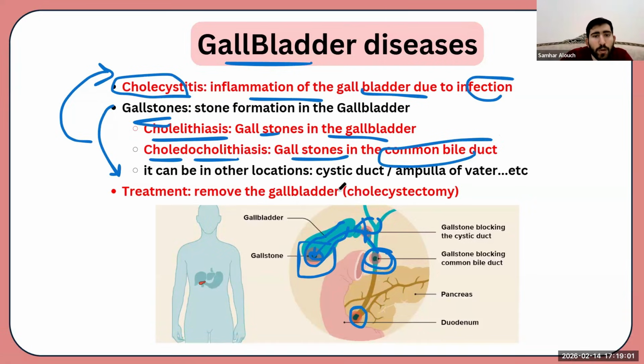Cholelithiasis is gallstone in the gallbladder itself. Choledocho, with the addition of D, it's obstruction of the duct. See, the D came from the duct. So choledocholithiasis is gallstone in the common bile duct.